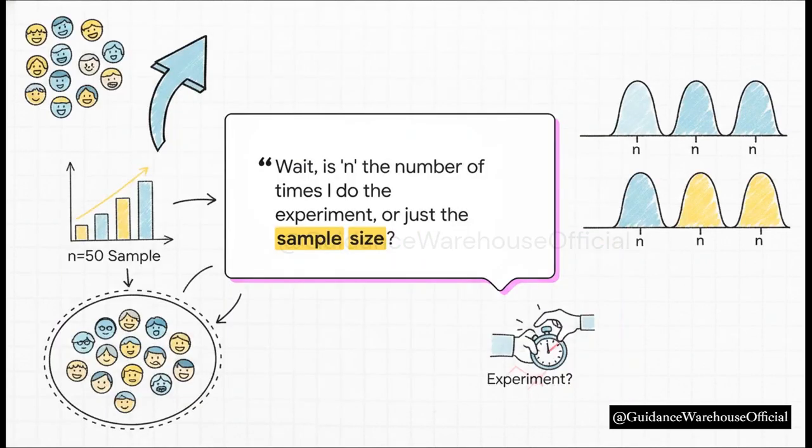Now, before we go any further, let's clear up a massive roadblock. I once had a confused student ask me, wait, is n the number of times I do the experiment or just the sample size? Look, this is a crucial distinction. The variable n is strictly the number of values that are averaged together in one single sample. It is completely unrelated to the number of times you repeat the entire experiment. So if you ask 50 people their age and average those results, your n is exactly 50, period.